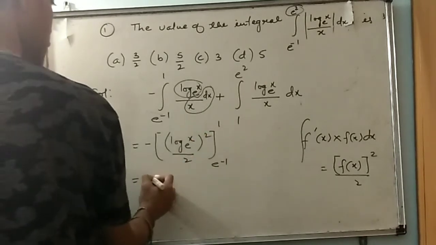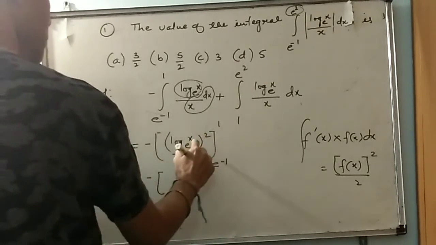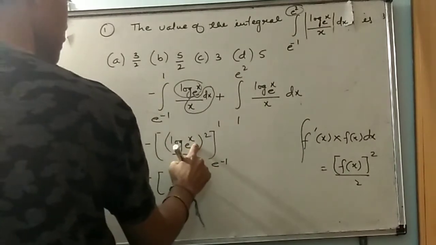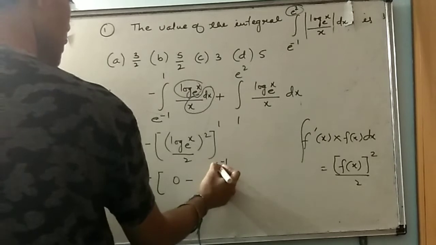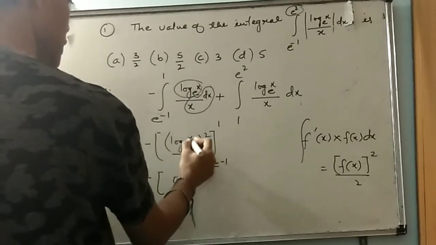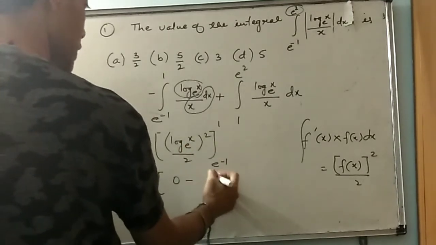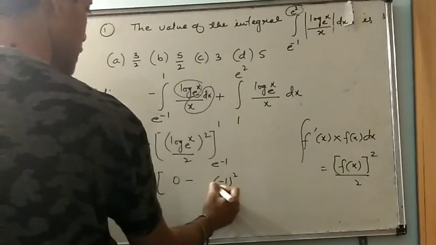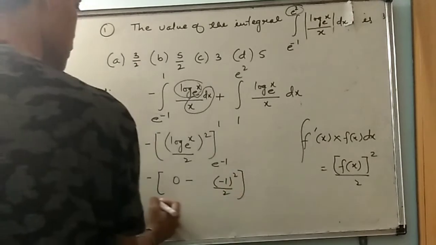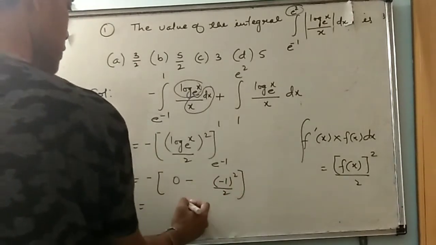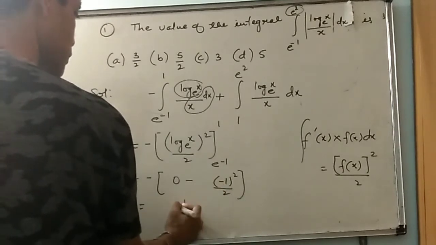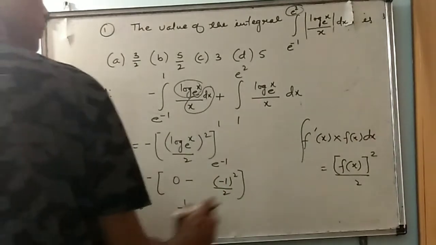Let's simplify this one. Upper limit is 1, so it is 0, minus lower limit. It will be log e raised to minus 1, which will give us minus 1 square, and then divided by 2. When we simplify, we are getting minus 1 by 2, which becomes 1 by 2.